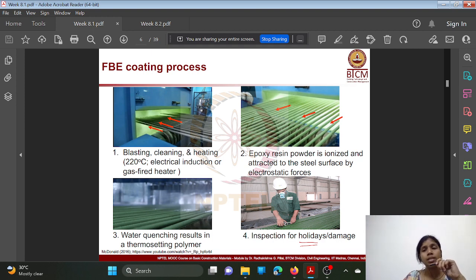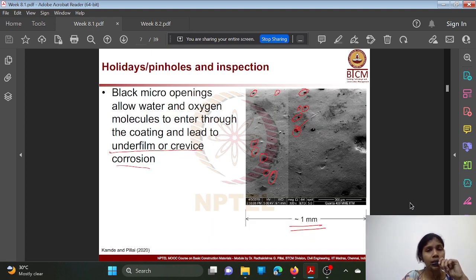Holidays or damage, you can see that in the next slide. It is nothing but the black macro openings which allow water and oxygen molecules to enter through the coating and lead to underfilm or crevice corrosion. See, at the microscopic level, you will be able to see some black micro holes or openings on the surface of the epoxy coated bars.